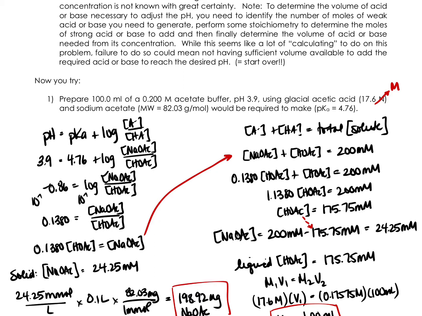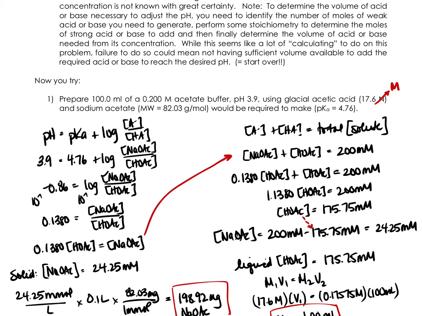So again, the final relevant pieces of information here, in terms of the pieces that we need to put into our Mad Libs: we're going to weigh out 198.92 milligrams of sodium acetate. We're going to add that with 1.00 milliliters of glacial acetic acid. We are going to put this into a 100 milliliter volumetric flask. And again, if we assume that the pH is going to be 3.9, we can dilute it to 100 milliliters in that volumetric flask.